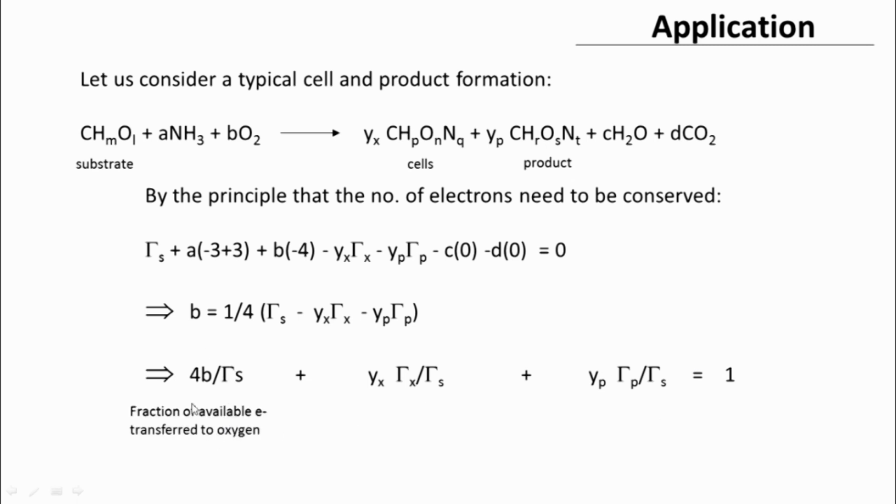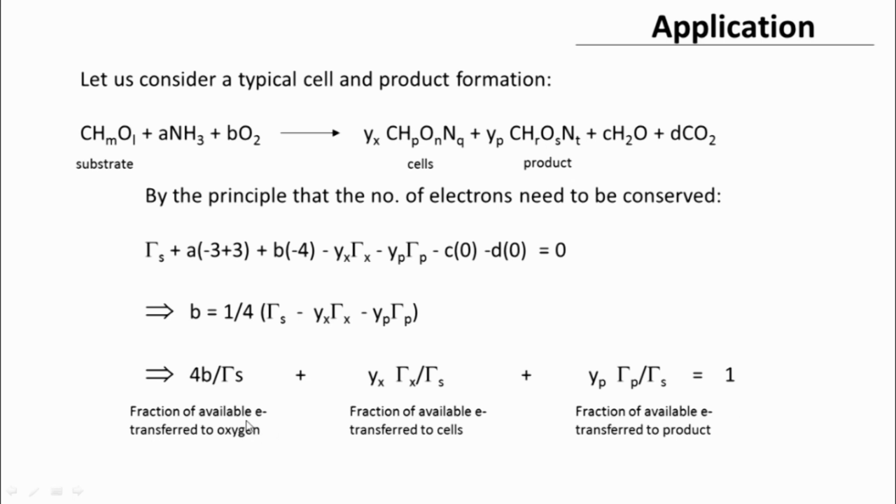This indicates the fraction of the available electrons from the substrate that has been transferred to oxygen, because B is the stoichiometric coefficient of oxygen, 4B is the number of electrons that is associated with, and so on. So 4B by gamma S gives us the fraction of available electrons transferred to oxygen. Yx gamma x by gamma S gives us the fraction of available electrons transferred to cells. Similarly, Yp gamma p by gamma S gives us the fraction of available electrons transferred to the product. All these add up to 1. These are all fractions, so they should add up to 1.